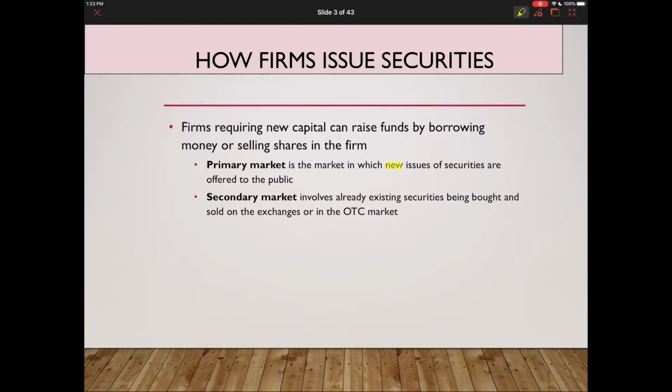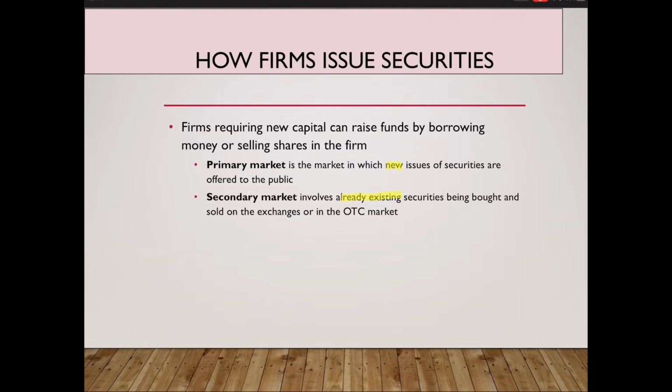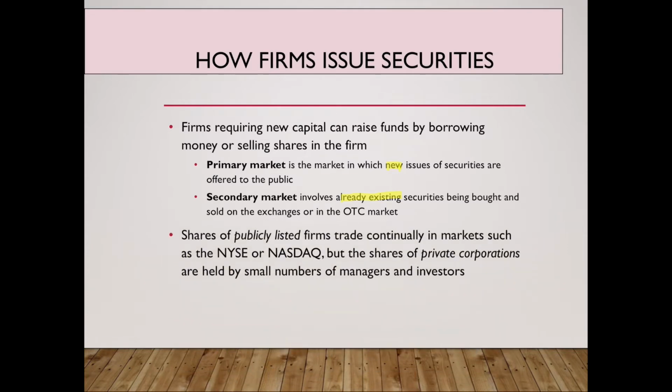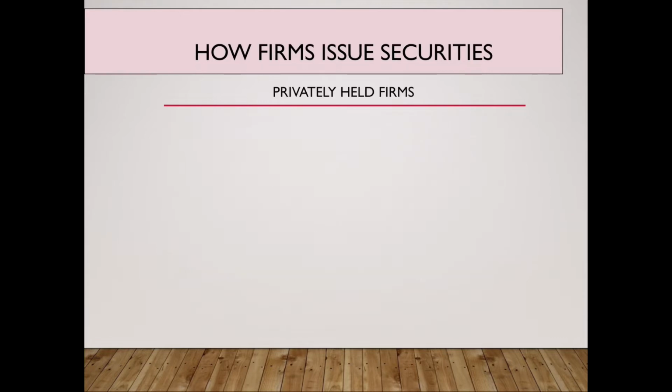Then the other type of market transaction is a secondary market transaction, which involves already existing securities being bought and sold on the exchanges or in the over-the-counter market. Shares of publicly listed firms, which can also go by the names of publicly traded or public companies, trade continually in markets such as the New York Stock Exchange or NASDAQ, but the shares of private corporations are held by small numbers of managers and investors. So the first thing that we will be discussing is how these privately held firms issue their securities.